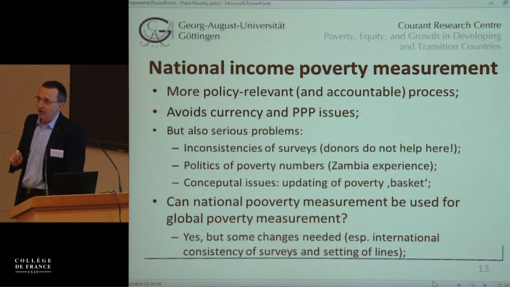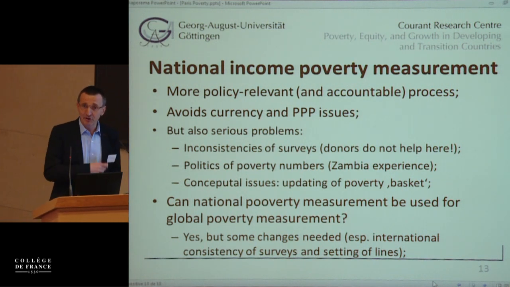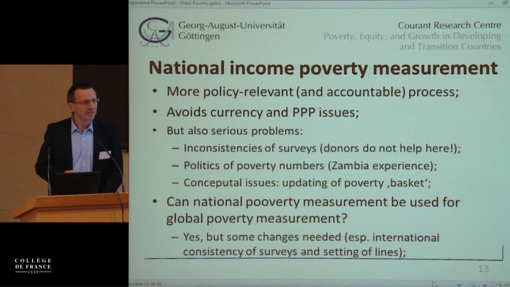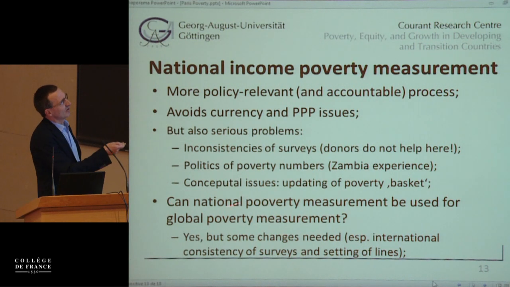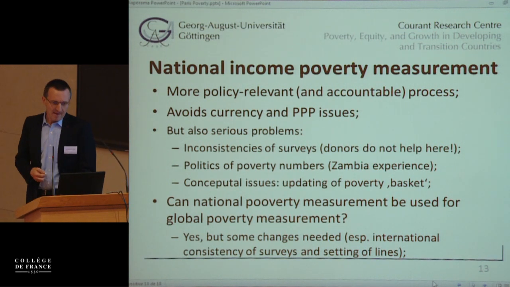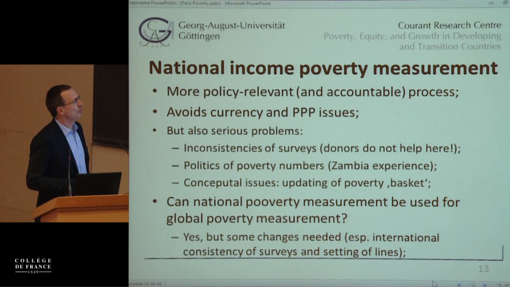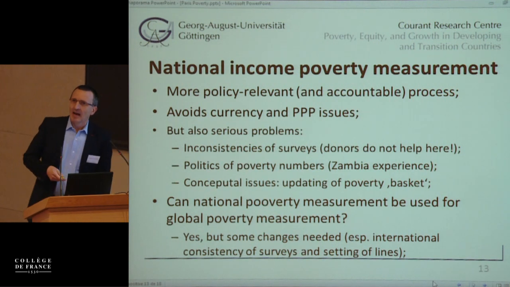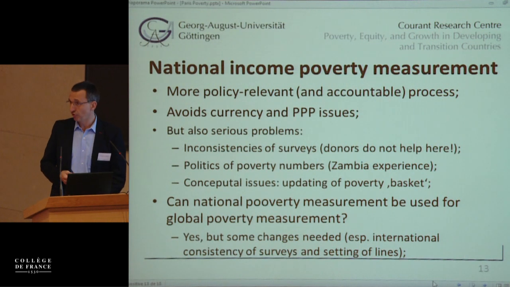And so politics then intervenes in these technical decisions because we don't have very good comparable numbers, and this generates all these problems. And then, of course, we have the conceptual issues, how to update the poverty basket, which is a serious question. So the last point is, can national poverty measurement be used for global poverty measurement? And I think maybe, and I'm pushing strongly that we should try.